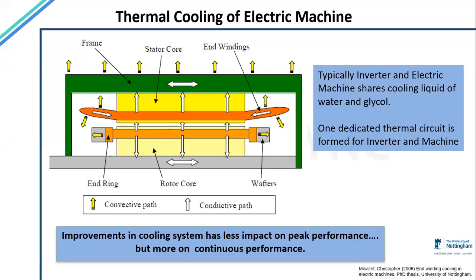Mostly the limitation of peak performance comes from the inverter, because the thermal mass of the electric machine is very high. The thermal time constant is much higher for the electric machine. It takes say 1 or 2 minutes to reach steady state, whereas the inverter will be in seconds, maybe in 10 seconds it reaches peak temperature. So for the inverter and this machine, we have to consider these thermal constraints together.